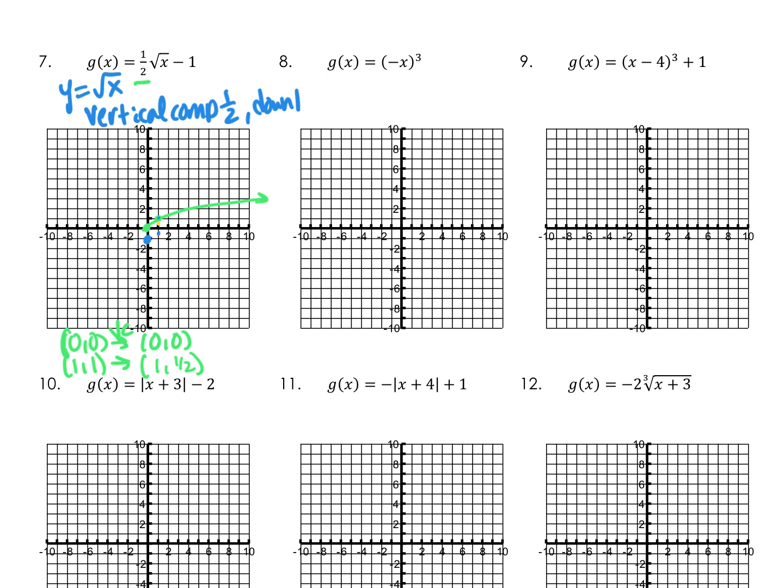So that's kind of weird looking, and that point's hard. So another option on this one is to pick another point on this function instead of using 1, 1. Sometimes when it gets too small, that can be easier to do.